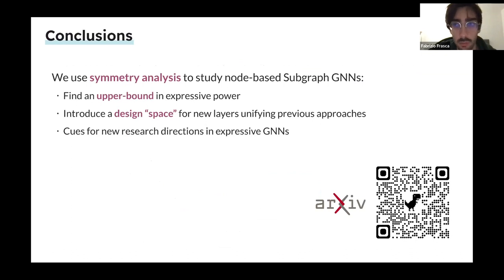So to conclude, I'm probably out of time, I apologize. We used symmetry analysis to study node-based subgraph GNNs, and we found an upper bound in expressive power for this class of models. We introduced a design space for new layers, unifying previous approaches. We hope that this will give cues for new research directions in expressive GNNs. I'm happy to take any questions and to discuss future work. Thank you.